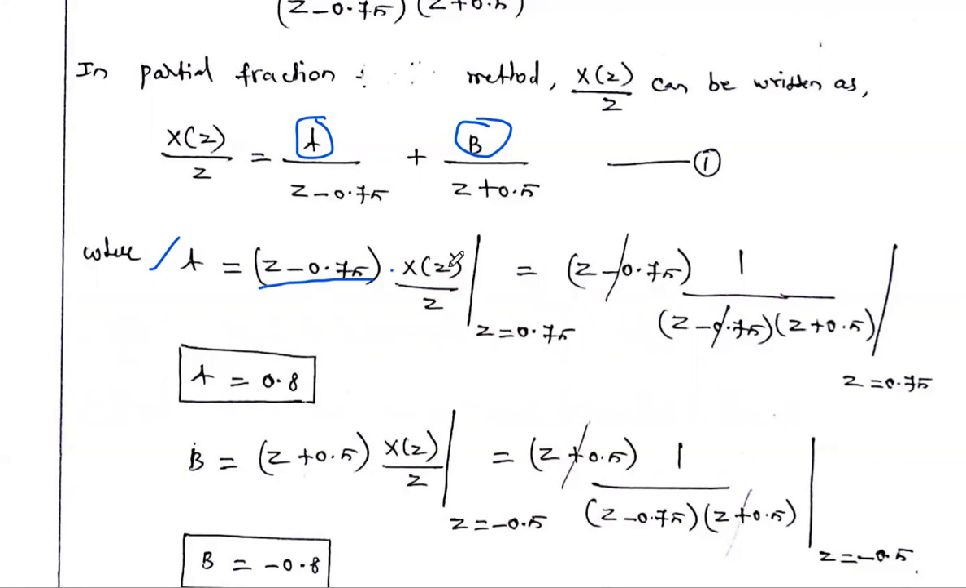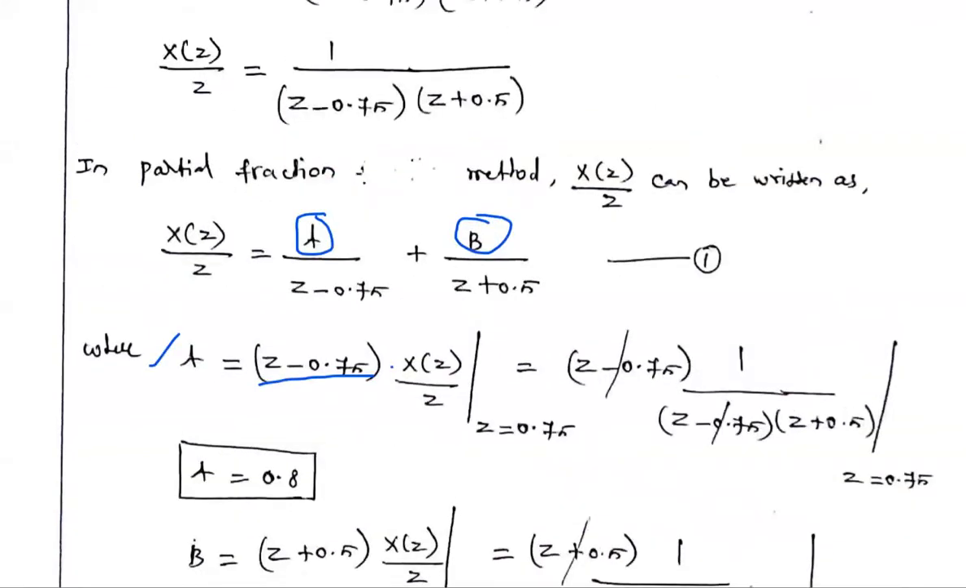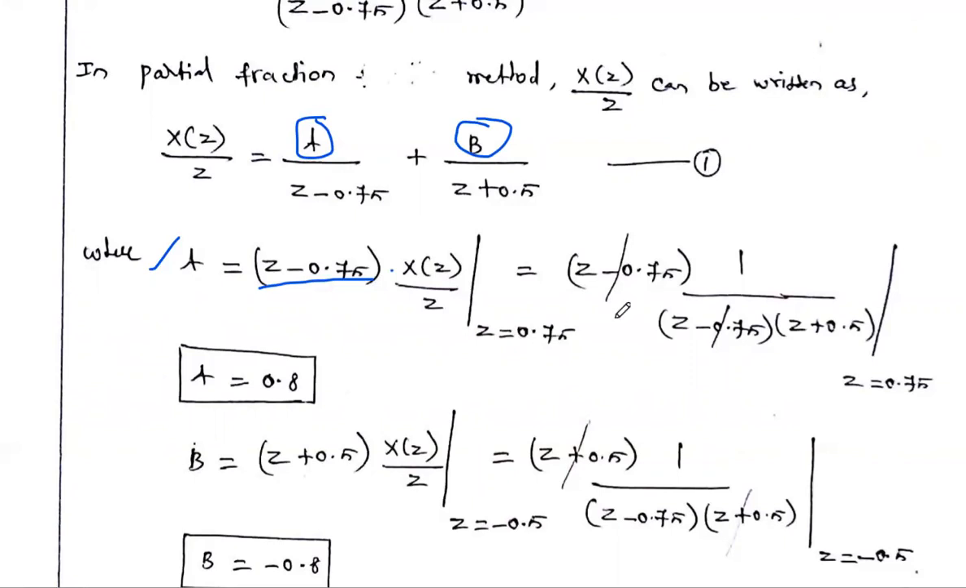Which is equal to z minus 0.75, and we have to substitute the value of X of z by z. So what is the X of z by z? You see, this is the X of z by z value, 1 by z minus 0.75 into z plus 0.5. In this, the z minus 0.75 and z minus 0.75 get cancelled. Then in the remaining term, 1 by z plus 0.5, instead of z you just substitute 0.75. So if you substitute here, 1 by 0.75 plus 0.5, we may get the answer as A equal to 0.8. This is the A value.